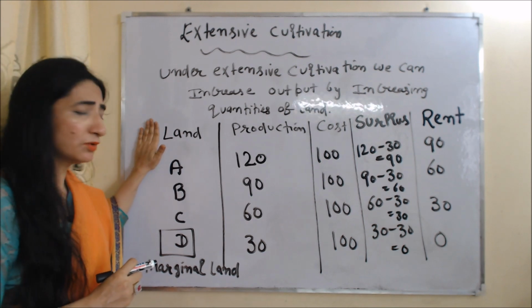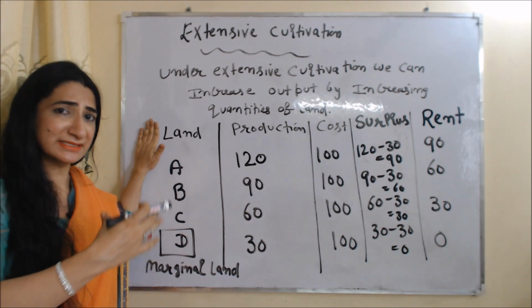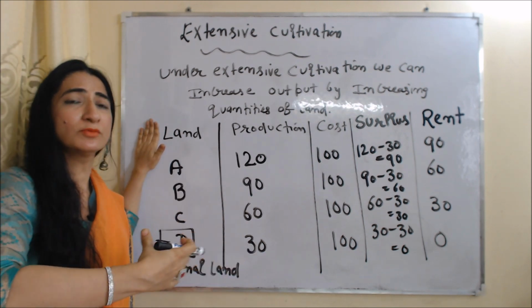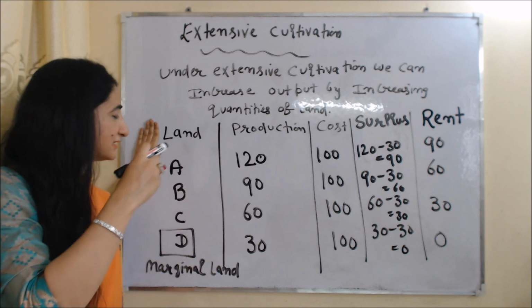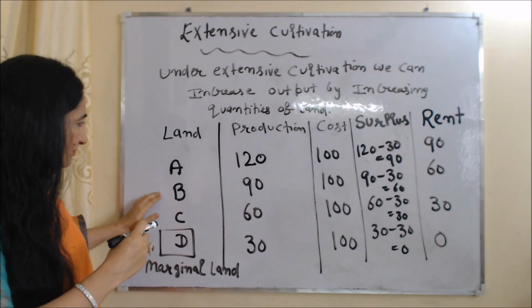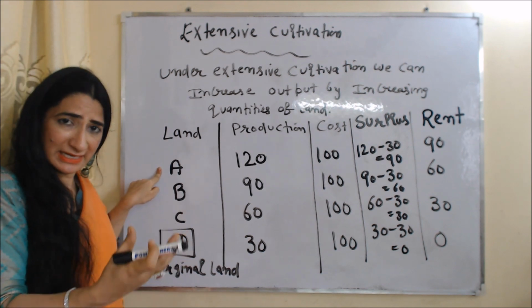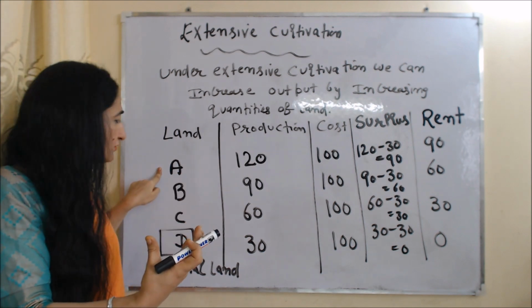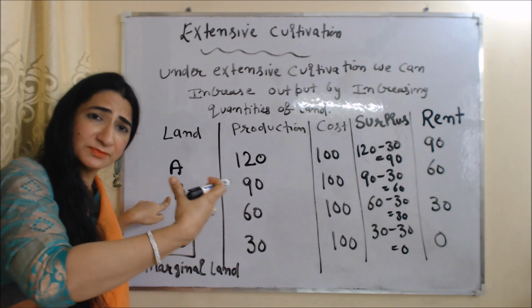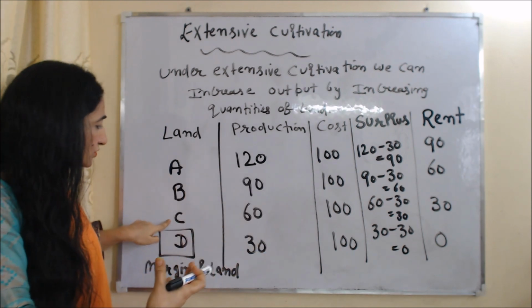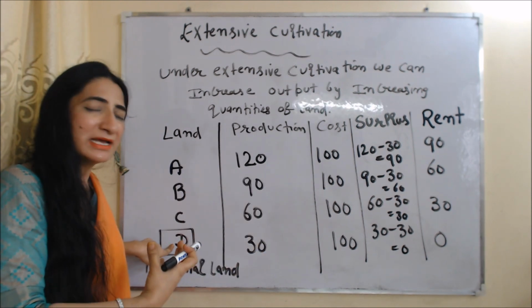Here in first column, we have land. As we know, in extensive cultivation, we can increase output by increasing quantities of land. That's why here we are using four types of land: A, B, C and D. Firstly, we will use type A land. As population will increase, then we start using land B. As population increase more, then we start using land C. And lastly, we use land D.